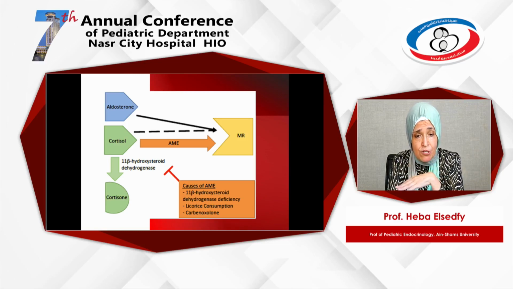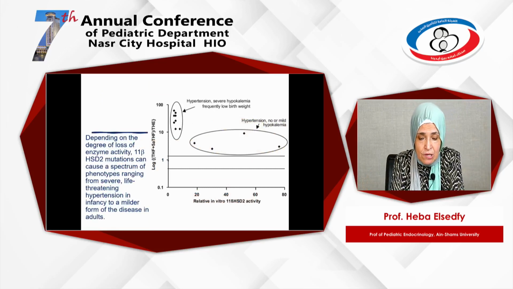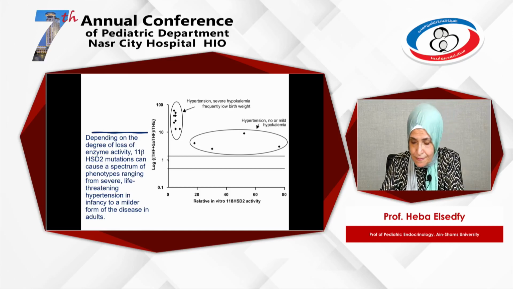With absence of this enzymatic activity, the amount of cortisol, which is produced in bigger amounts than aldosterone, will override aldosterone and stimulate the mineralocorticoid receptor, resulting in hypertension and suppressed aldosterone and renin. According to the loss of enzymatic activity, we will have severe hypertension in infancy with very low enzymatic activity, to milder degrees of hypertension in adulthood.